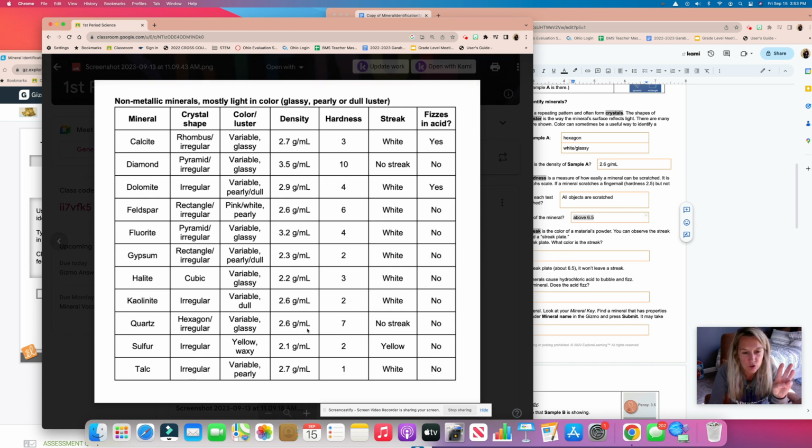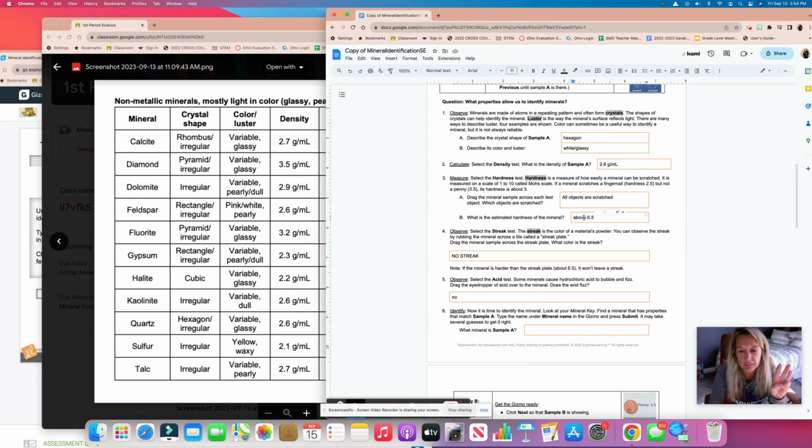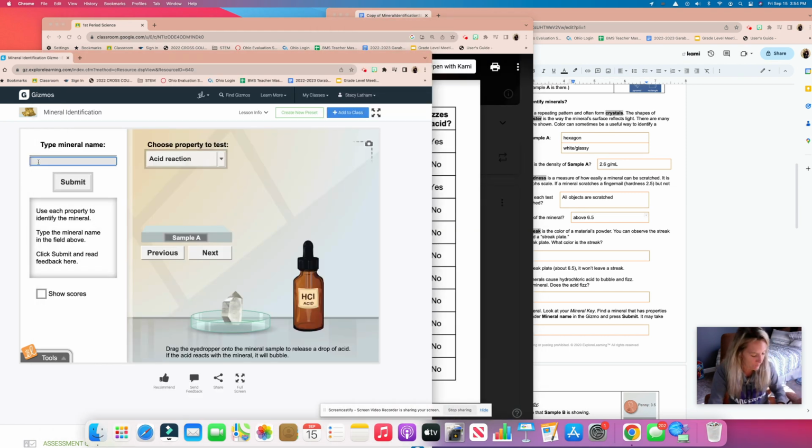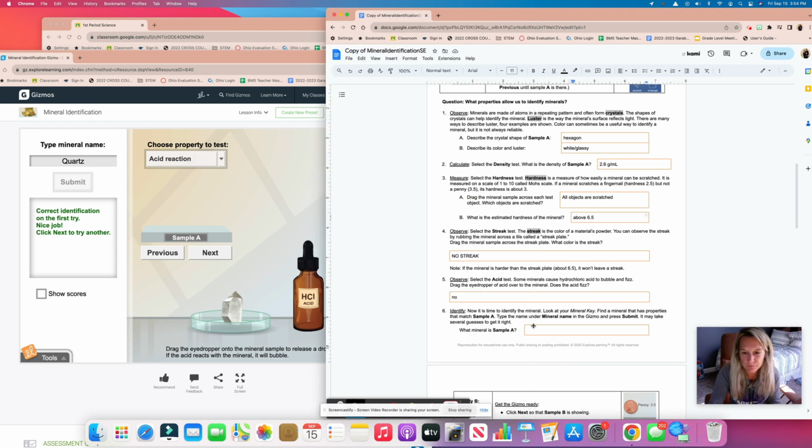So let's look down here at quartz, because quartz also matched up with density. 2.6 for density, hardness of 7. We said anything above a 6.5 because it scratched the streak plate. So let's go to the gizmo and try quartz and see what it says. It says correct identification on the first try. Nice job. So here, what we write is what mineral sample A? Quartz.